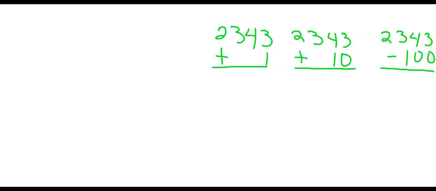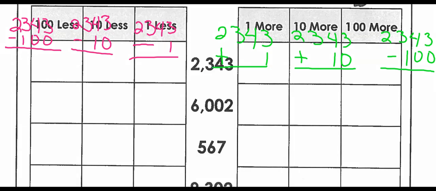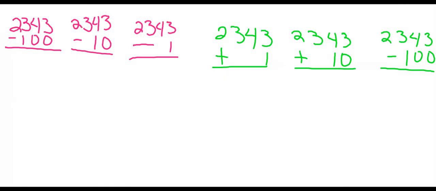Then on the other side, it'll be 2,343 minus 1, or what's 1 less. Then it's 2,343 minus 10. Then it's 2,343 minus 100. Okay, and if you go back to the worksheet, it should look something like this. But let's go back to the blank page so you can see it.